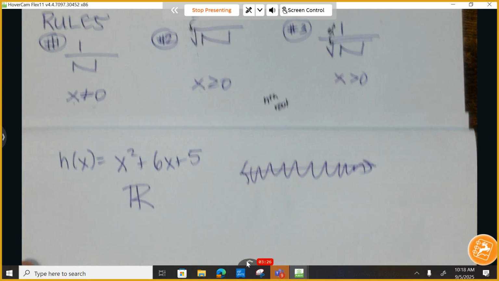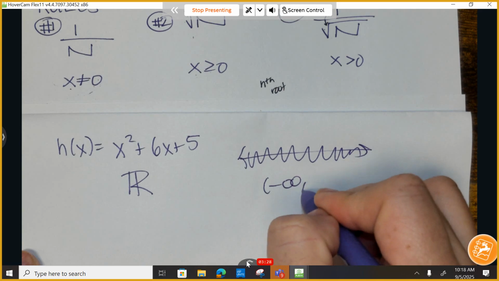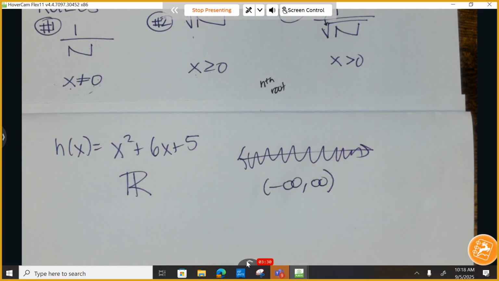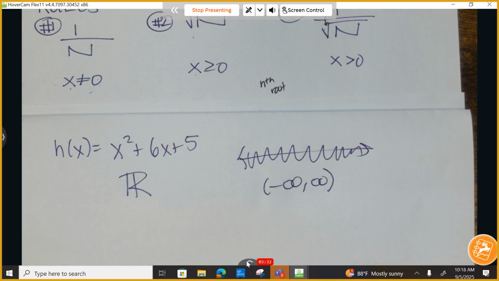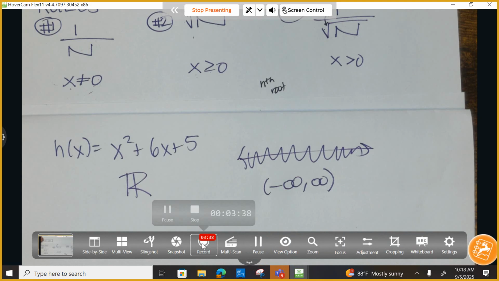Here's how we write it on a number line. We include everything. And here's how we write it in interval notation. What does that even mean? It means you can plug in any real number, a -10, a +10. We can plug in anything and there'd be a corresponding output value.